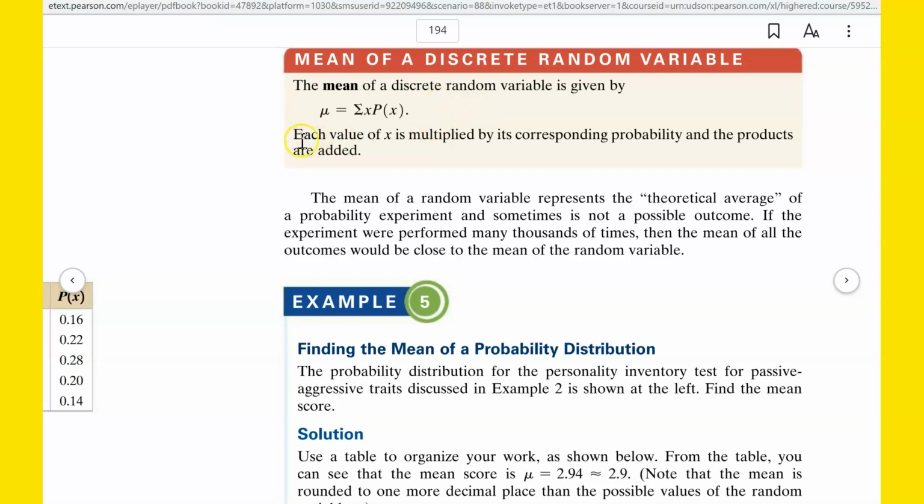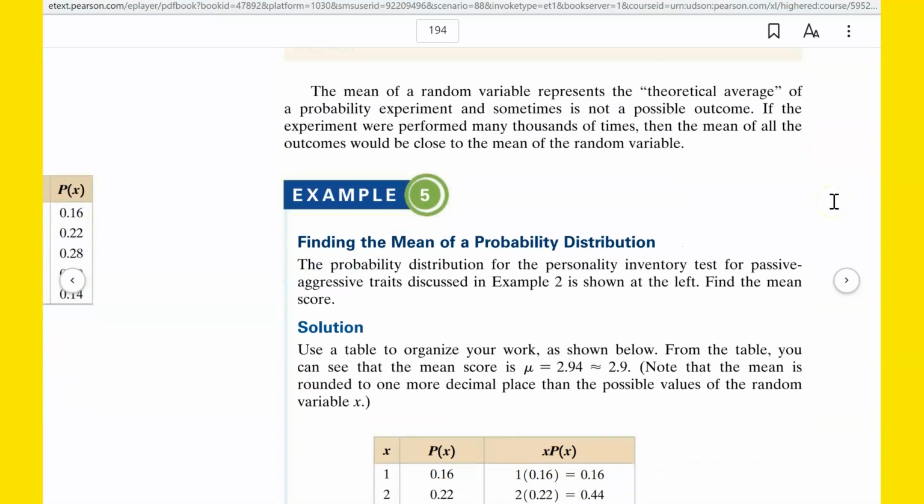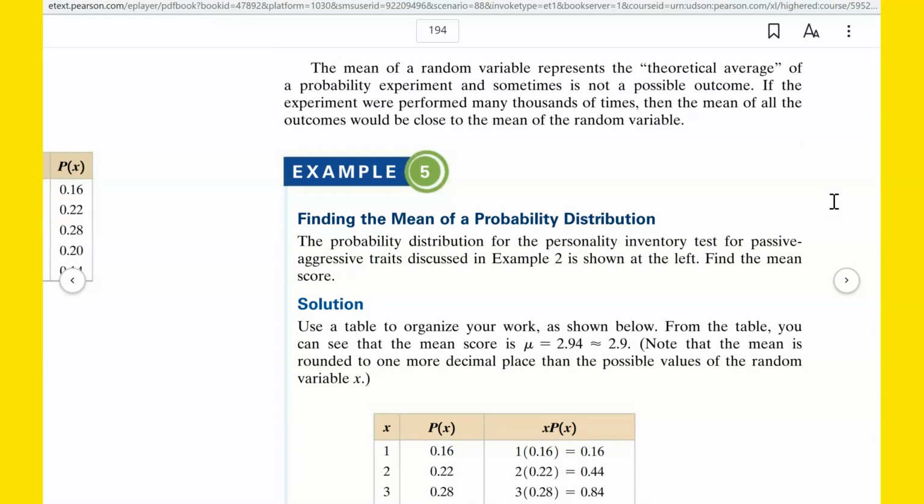It's a lot like doing that. So each value of x is multiplied by its corresponding probability, and the products are all added together to get the mean. The mean of a random variable represents the theoretical average of a probability experiment, as it is sometimes not even a possible outcome. If the experiment were performed many thousands of times, then the mean of all the outcomes would be close to the mean of the random variable.